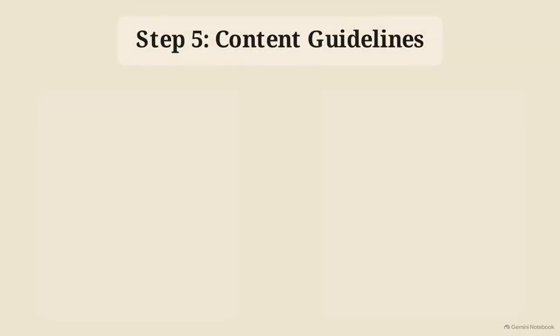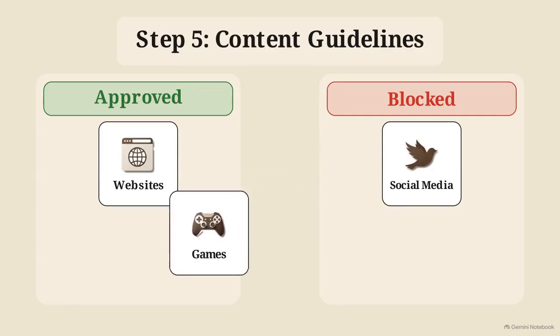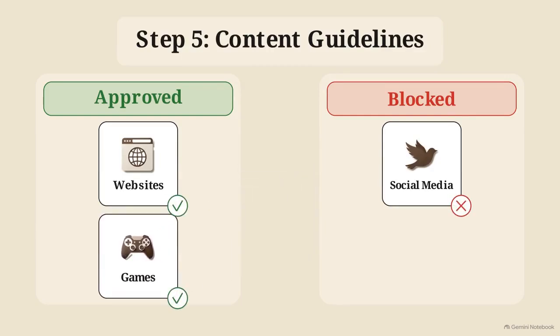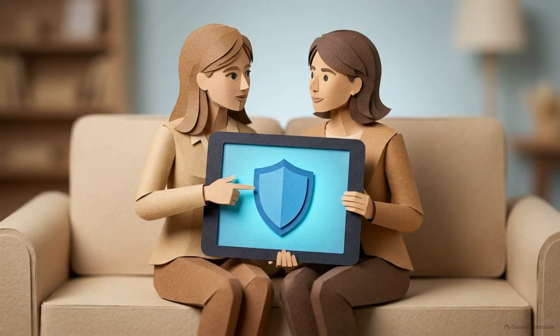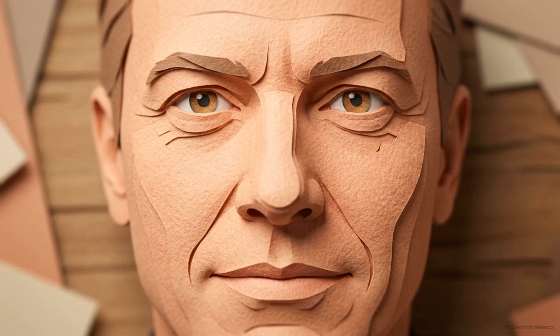Step 5 focuses on content. Reach a mutual agreement on which apps, websites, and activities are appropriate for your child's age. If you use parental controls, explain why they are active. Tell your child they are used for protection rather than for spying. The effectiveness of these rules depends on parental consistency.